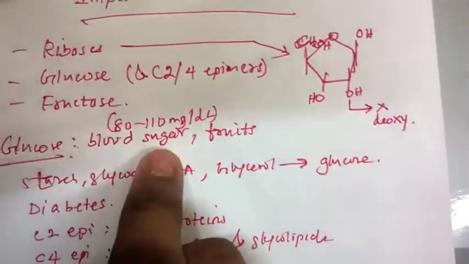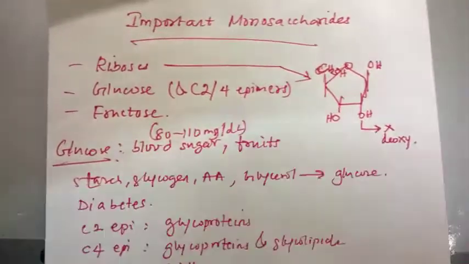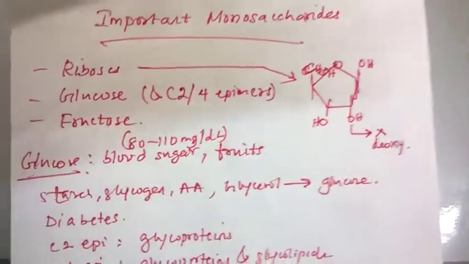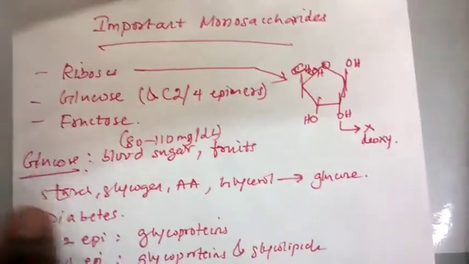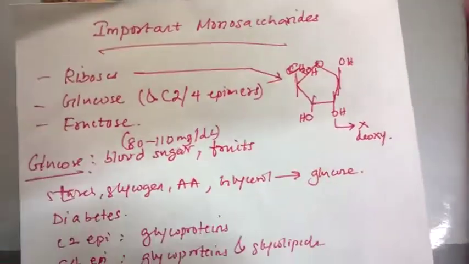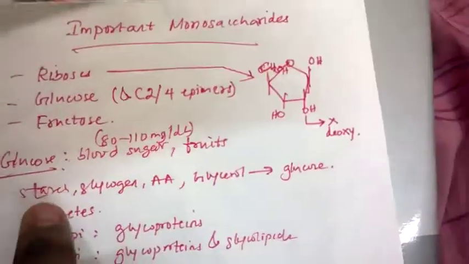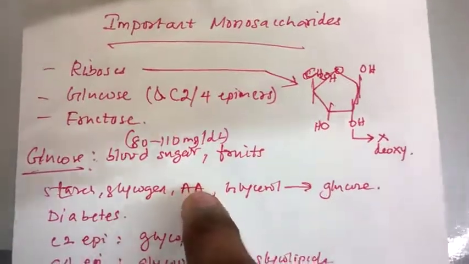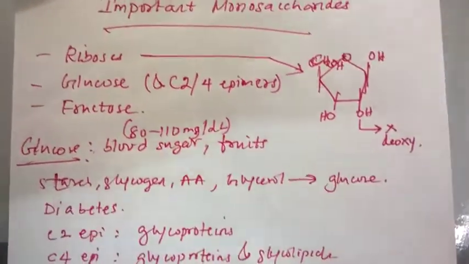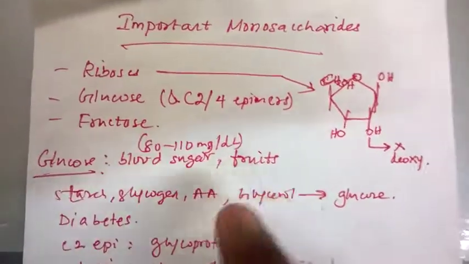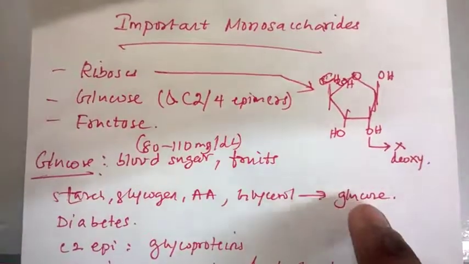Glucose is known simply as blood sugar, and the range in which it should be in the case of fasting is 80 to 110 milligrams per deciliter. You'll find glucose in the free form in fruits. Now, when you consume food, you're going to get starch, glycogen, amino acids from protein, and some glycerol. This is not all you're going to get. Just as an example, these substances or molecules could be converted to glucose.